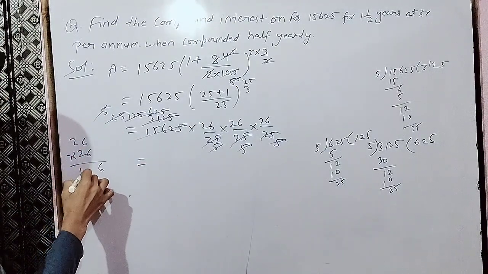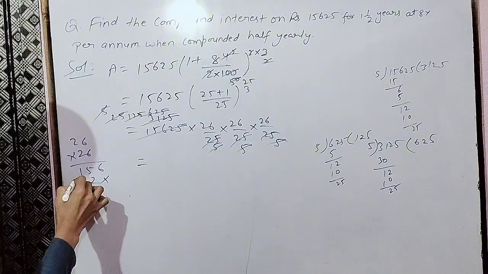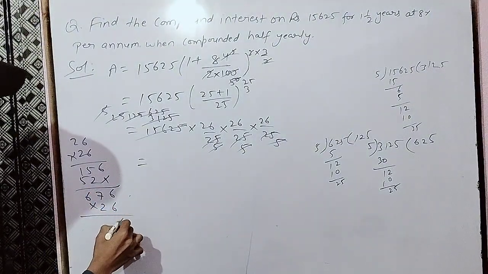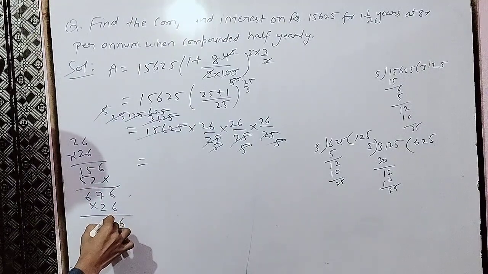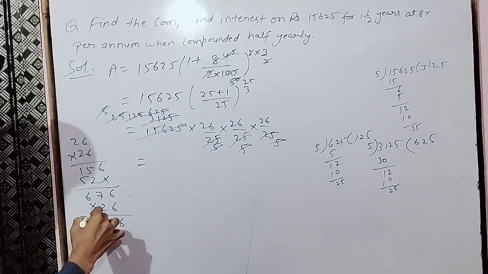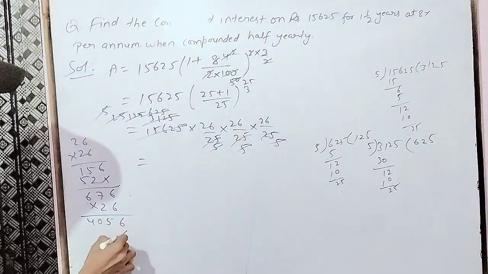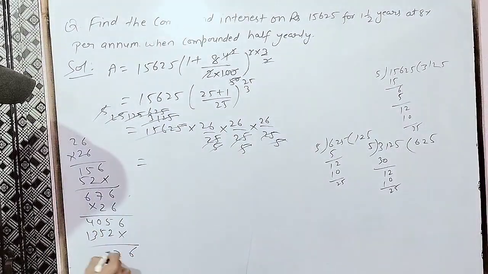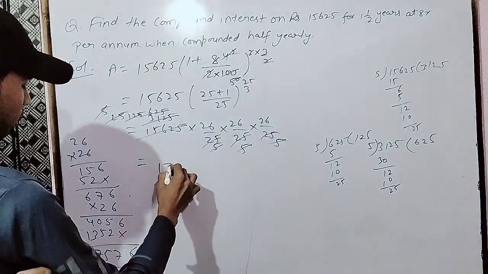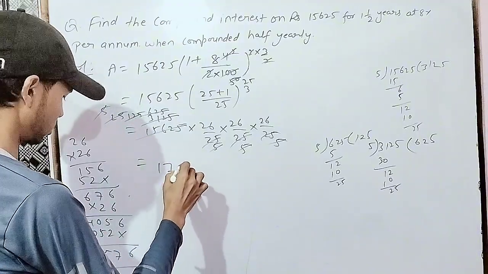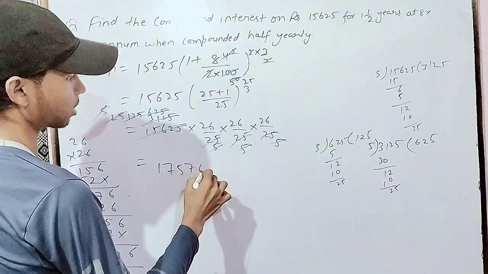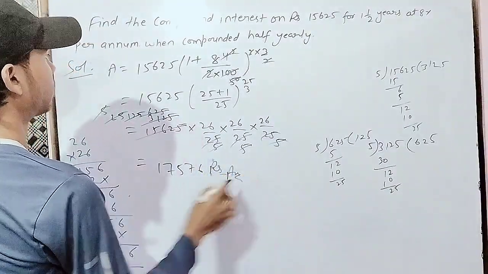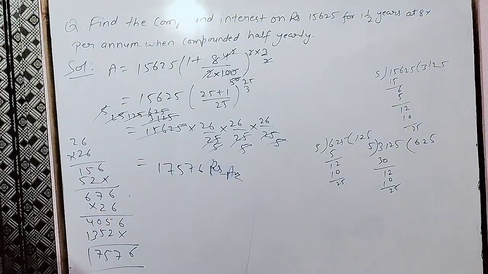Multiplying 26 three times and simplifying, finally it is 17,576. It is the full amount in rupees. Clear? Now from here compound interest can be found.